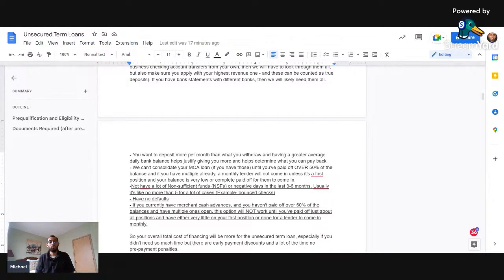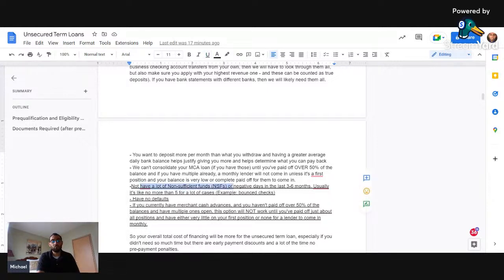And if you have multiple already, a monthly lender will not come in unless it's a first position and your balance is very low or completely paid off for them to consider you. If you have a cash advance out there and you haven't paid off 50% of it, they won't look at it. And maybe if you're 80 to 90% plus, they will try to consolidate, but a lot of them want to move into a first position.